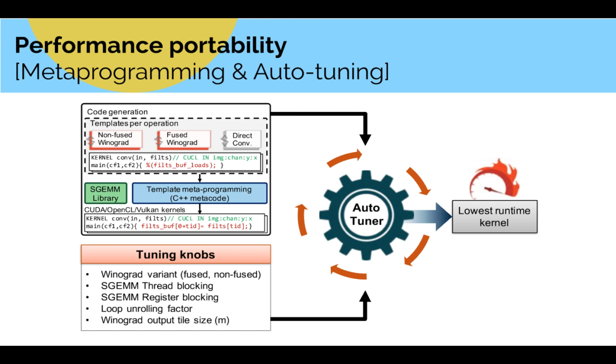It is generally hard, even with metaprogramming, to develop a comprehensive yet efficient Winograd convolution that can run across various inputs and hardware platforms. Therefore, we employed an auto-tuner to pick the right value for various tuning knobs which exist in our kernel.